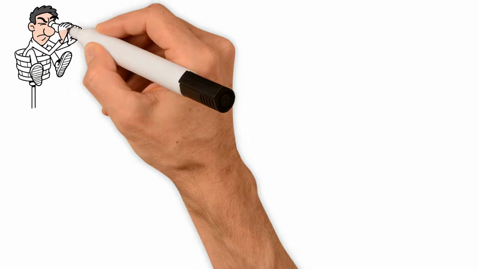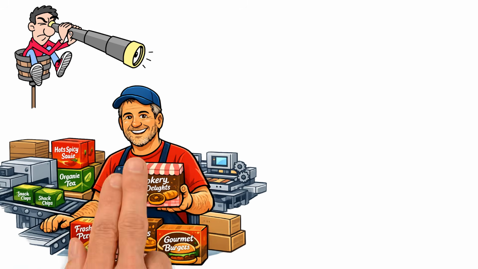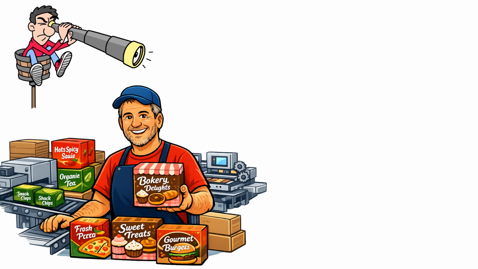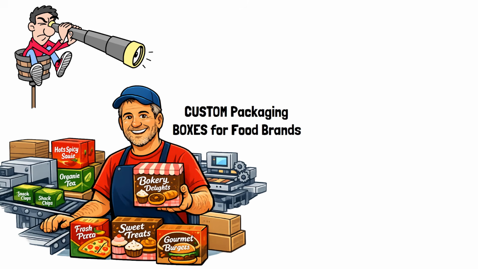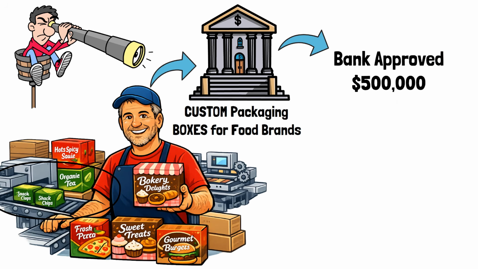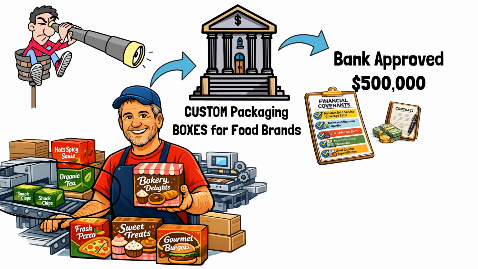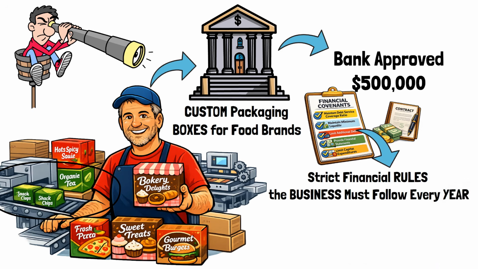Now, let us understand financial covenants using one simple, real-life business example. Imagine a small manufacturing business in the United States that produces custom packaging boxes for food brands. The owner is running the business smoothly and decides to take a bank loan to expand operations. The bank approves a loan of $500,000. Along with the loan, the bank includes financial covenants in the loan agreement. These covenants are not suggestions, they are strict financial rules the business must follow every year.